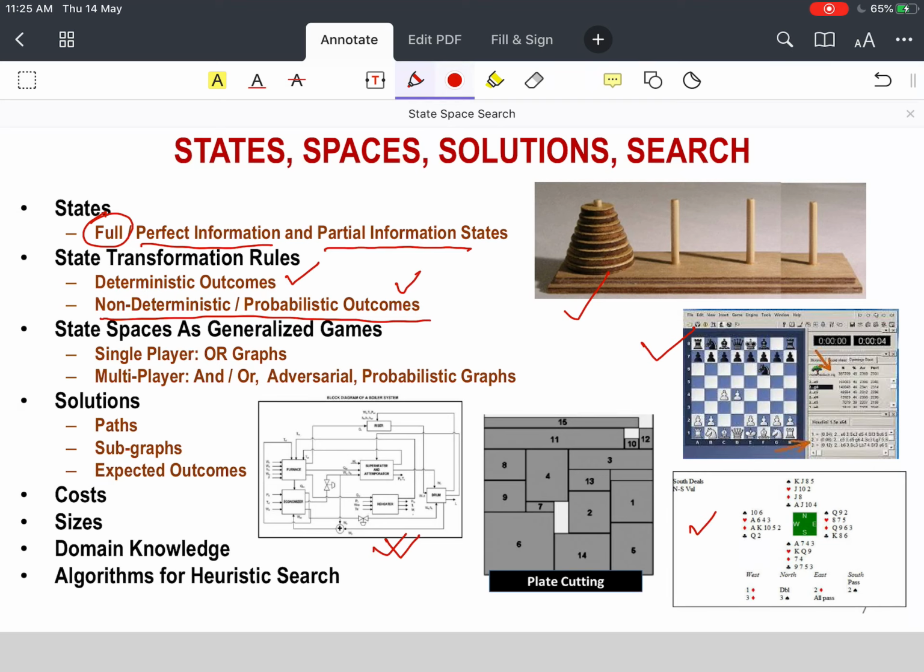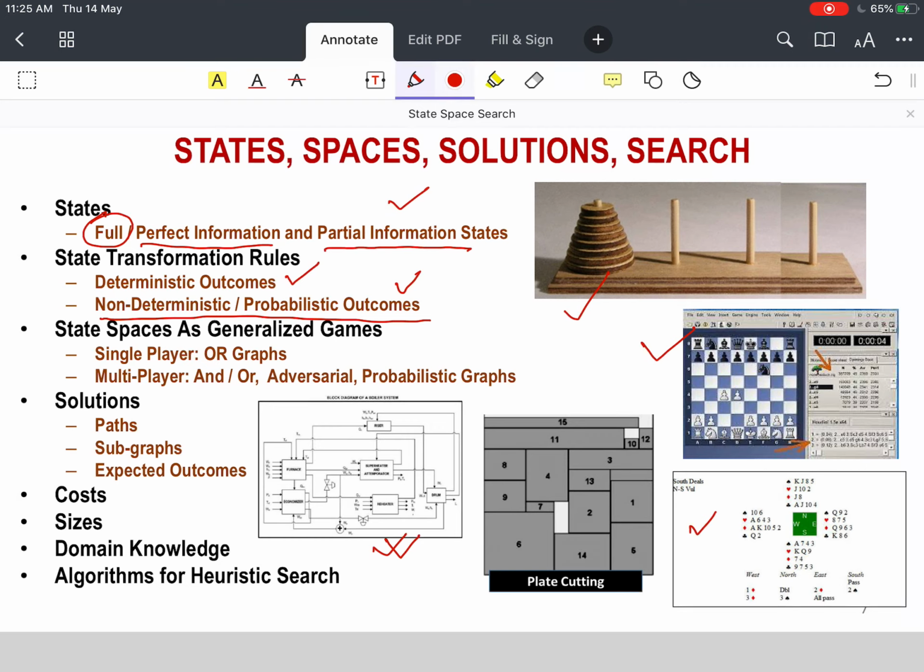We also said that if partial information is there for a state, like a control plant or a card playing game, then when you make a move, the outcome is not explicit because you don't know exactly what will happen. And if there are multiple players, then the outcome that comes to you when you want to play again is a little different.